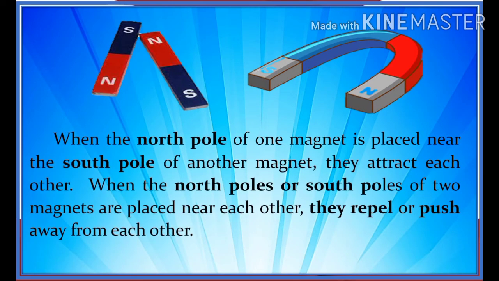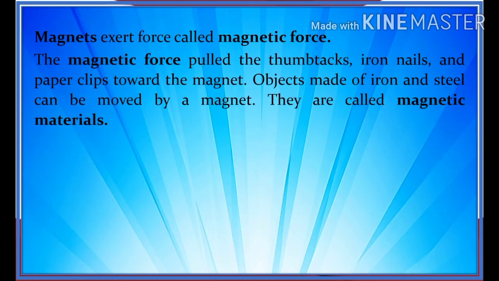When the north pole of one magnet is placed near the south pole of another magnet, they attract each other. When the north poles or south poles of two magnets are placed near each other, they repel or push away from each other. Magnets also exert a force called magnetic force.